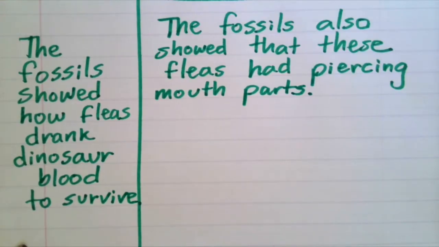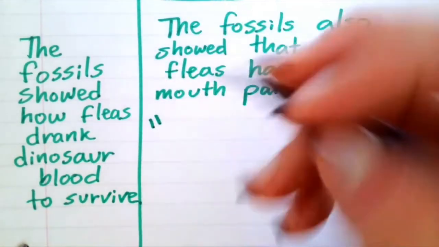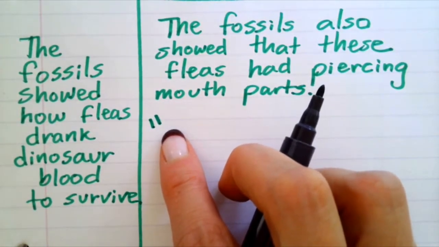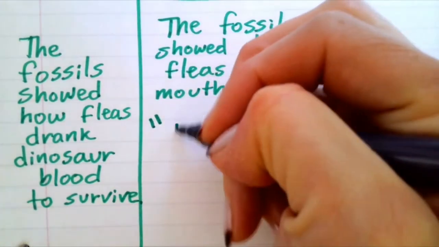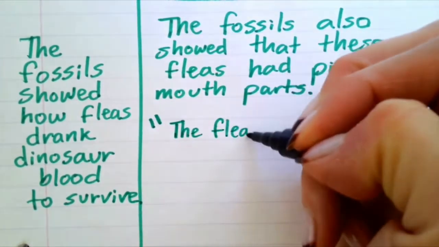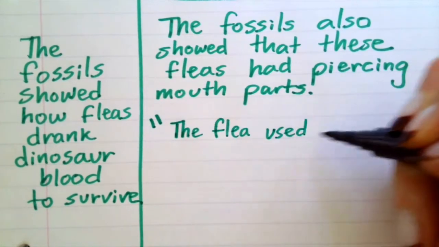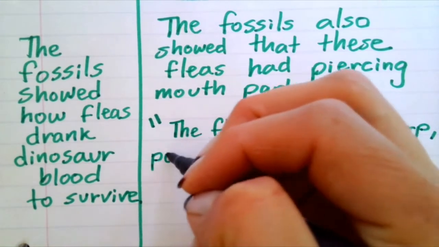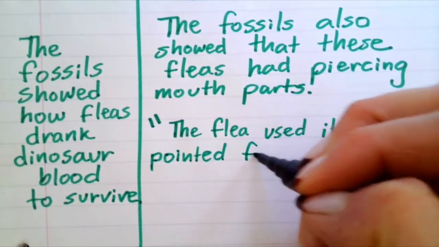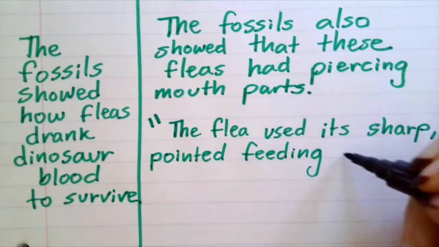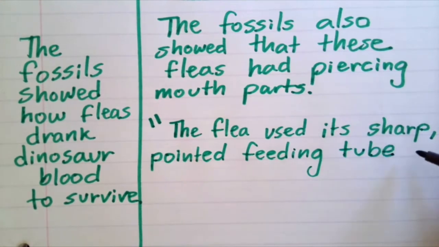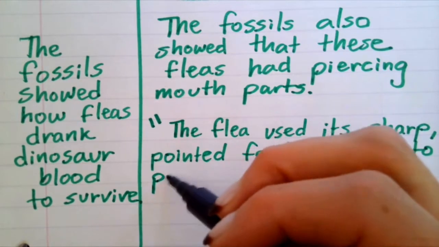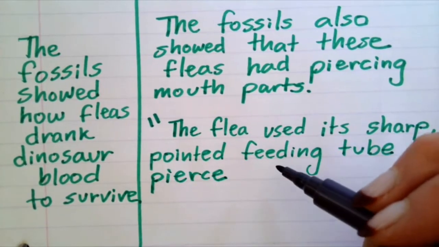Since I am going to write down the exact words the author used in the book, those are not my words. So I need to use quotation marks to show my readers that I am using someone else's words. The flea used its sharp, comma, pointed feeding tube to pierce the dinosaur's hide.